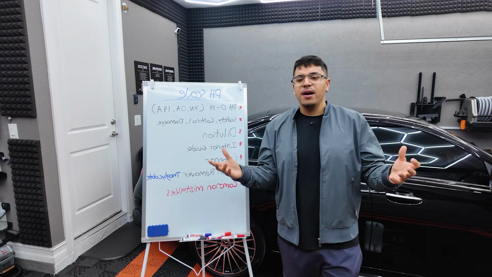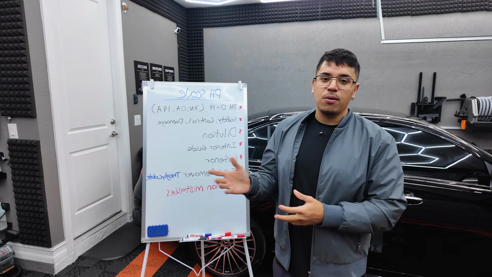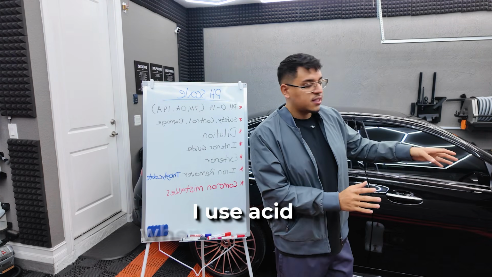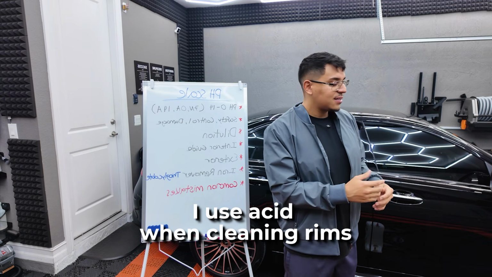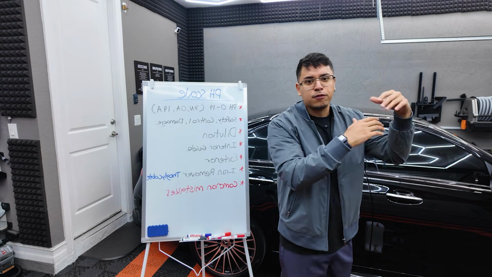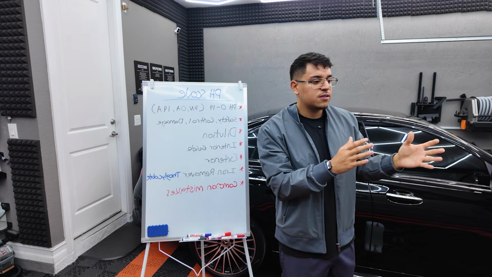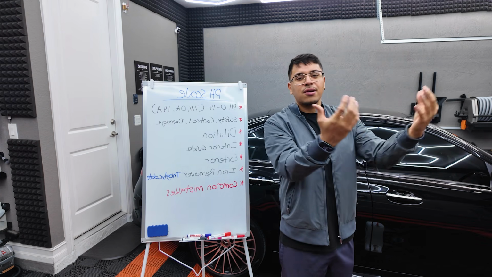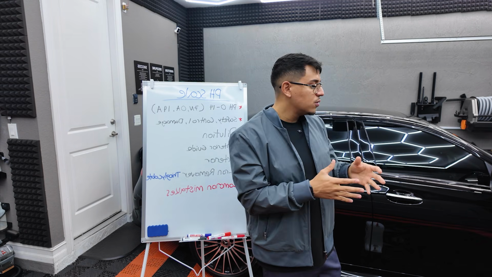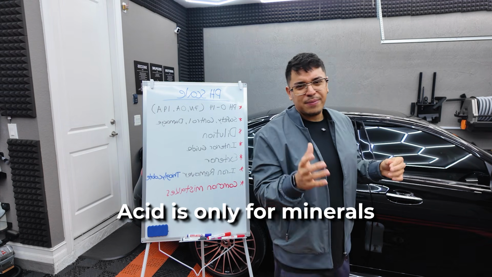You might be asking, okay, but you talk so much about alkaline products. What about acid? The only time I use acid is when, let's say, I'm cleaning wheels, right? Acid reacts better to minerals. It's specifically for minerals. Alkaline products are for grease and general dirtiness, like organic stains, etc. Acid is only for minerals. You might be asking, what do you mean?